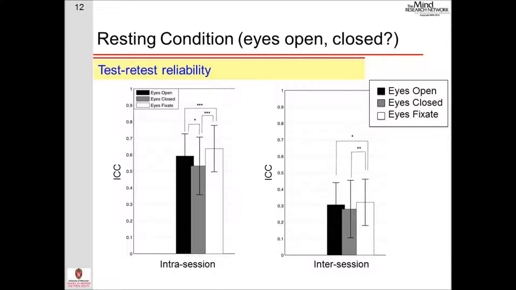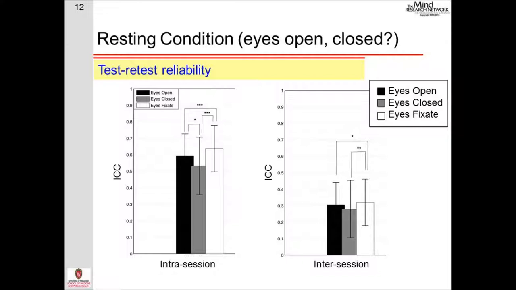Now, I should say this is averaged across all significant connections that we saw. There's quite a bit of variability between connections, and most notably, the visual cortex actually was most reliable for the eyes open and not the fixate condition. And that maybe is because you actually have the person moving around, so you get a lot more modulation within the visual cortex from that. But the other thing you notice is that the differences in the reliability, as measured by the intraclass correlation coefficient here, are pretty small. So yes, eyes open fixate is generally the most reliable, but we're talking differences of going from 0.6 to 0.65 test-retest reliability.